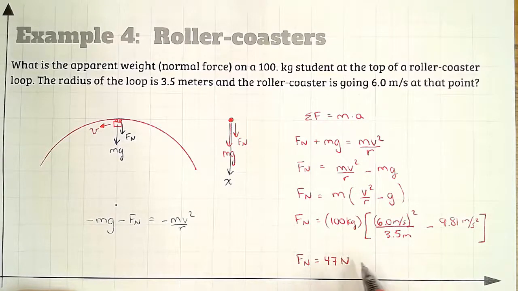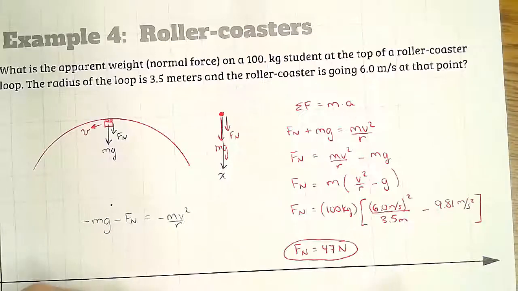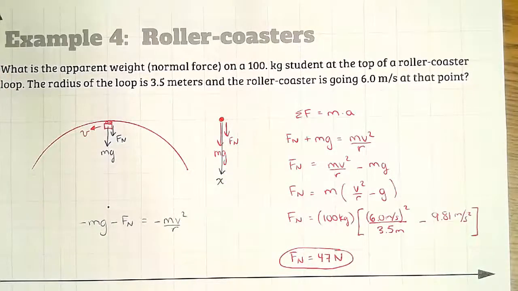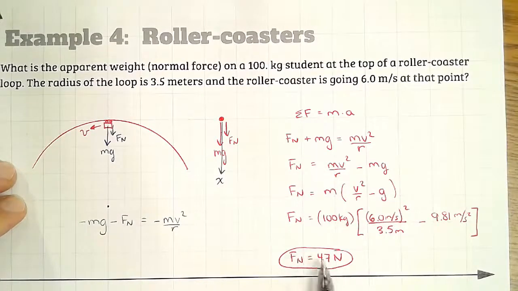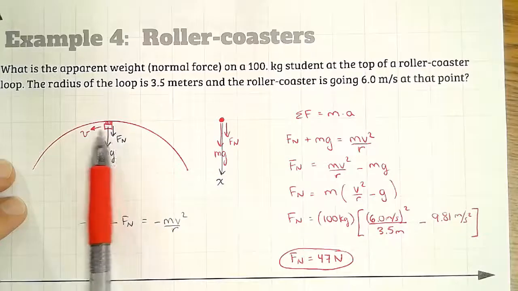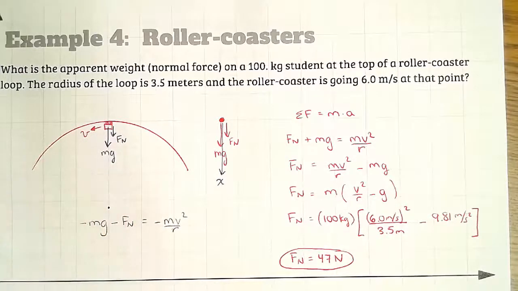I calculate a value of 47 newtons. Now, normally, a person who has a mass of 100 kilograms has a weight of 980 newtons. So this normal force pushing down on them is very small compared to their weight, which is why at the top of a roller coaster, you feel close to weightless. What that really means is you feel close to normal forcelessness. So there you go. That's how you solve that problem.